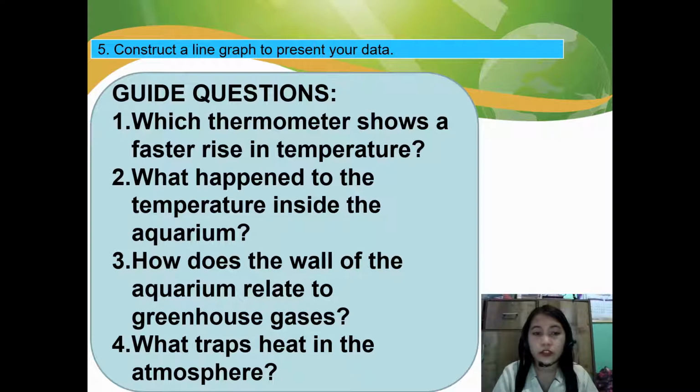So we have the first question: which thermometer shows a faster rise in temperature? Second, what happened to the temperature inside the aquarium? Third, how does the wall of the aquarium relate to greenhouse gases? Remember class, these greenhouse gases are already tackled in your elementary science. And the last question, what traps heat in the atmosphere? Okay, so are you ready? You have 20 minutes to perform the activity.